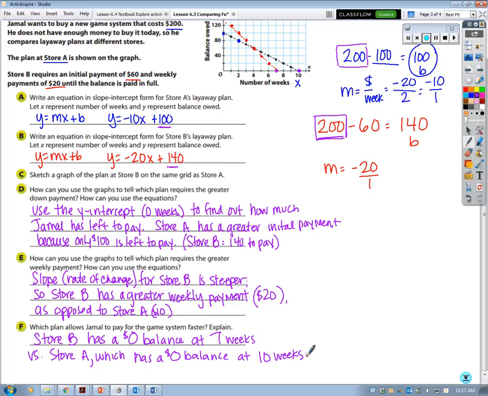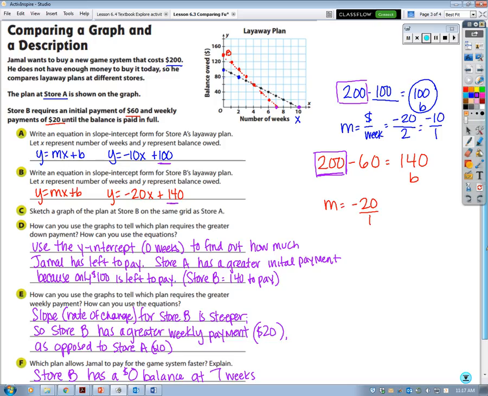Okay, so that was a little bit of a long explanation, but this was a pretty complex question, and it asked us to think at a little bit higher order level of thinking. So that's good for us.